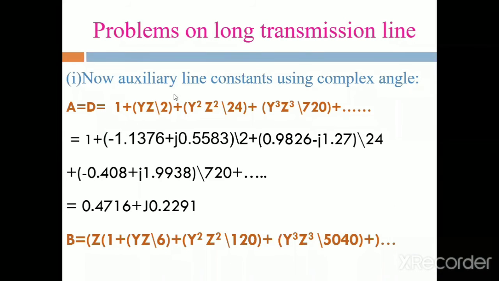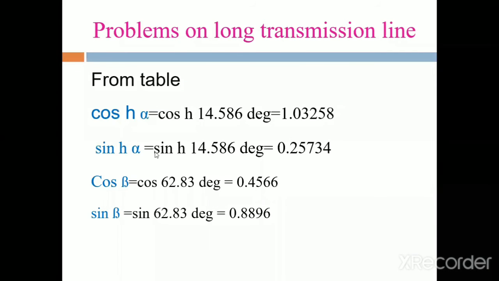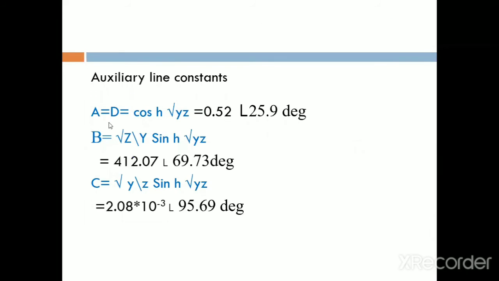Okay, in that, by using these auxiliary line constants, we are calculating the ABCD formulas. Okay, that is the formula for A and B, and that is the formula for C. Okay, now by using the real angle method, what is the formula for the real angle method? That is the ABCD formulas: A is equal to D is equal to cosh root of yz. Okay, same as that, B is equal to root of z by y sinh root of yz, and C is equal to root of y by z sinh root yz.